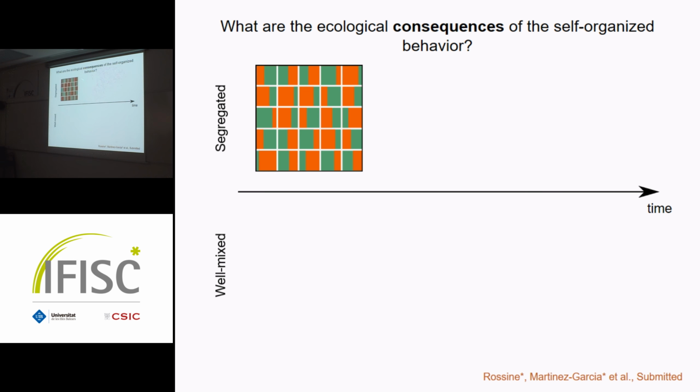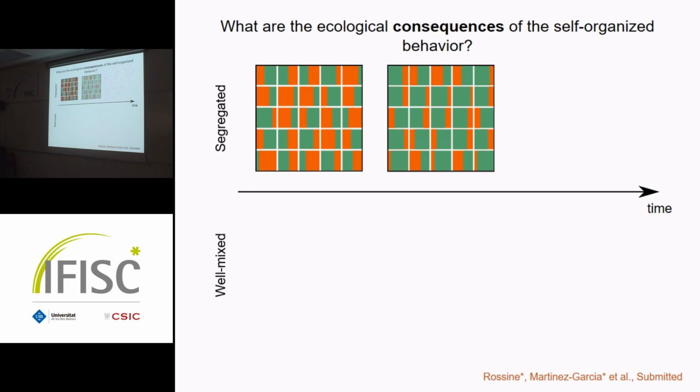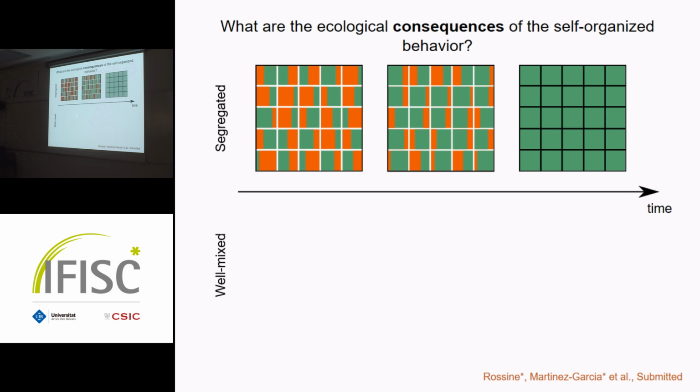And because this is a segregated aggregation, basically the orange one is aggregating to the left, and the green one to the right. They are not mixing with each other. What we observe is that as this competition happens, one starts outcompeting the other, displacing the other from the patch, and then at the end, the green one wins all over the place.